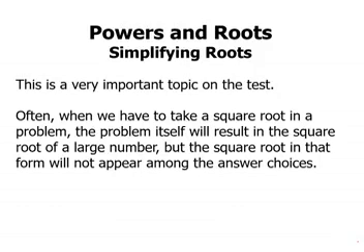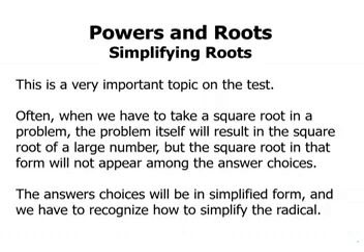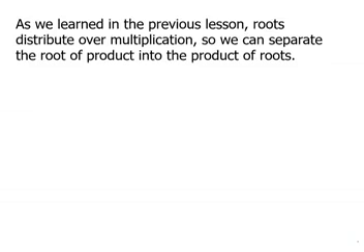You see, often we have to take a square root in a problem, and the problem itself will result in the square root of a large number, but the square root of a large number will not appear among the answers. The answer choices will be in simplified form, so we have to recognize how to simplify a radical. So if we have something large like the square root of 75, how do we simplify that and write it in a form that would appear in the answers? That's what we're going to talk about here.